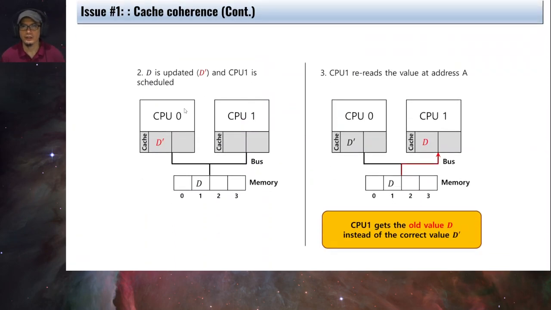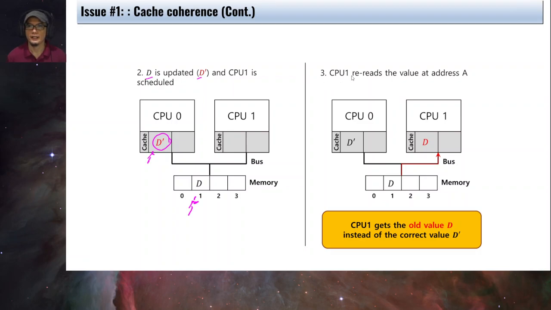Then at time 2, the process that accessed memory address 1 and obtained the data D updated the data to D prime. So this is now the new value after CPU 0 or the process updated D. This is what is contained in the cache, but what is contained in the memory is not yet updated. Probably because of delayed write, because there are certain protocols on when the cache should update the main memory. But in this case, at time 2, the data in the cache is D prime, while the data in the main memory is D.